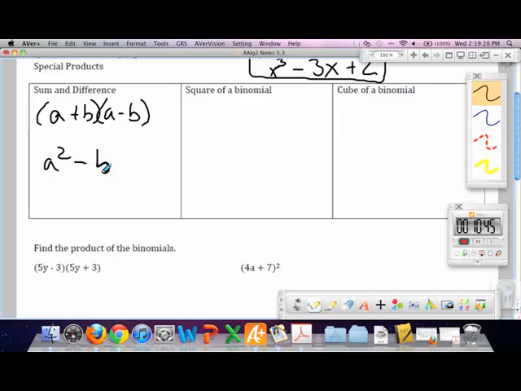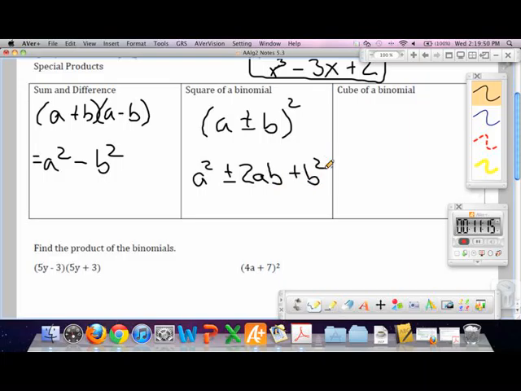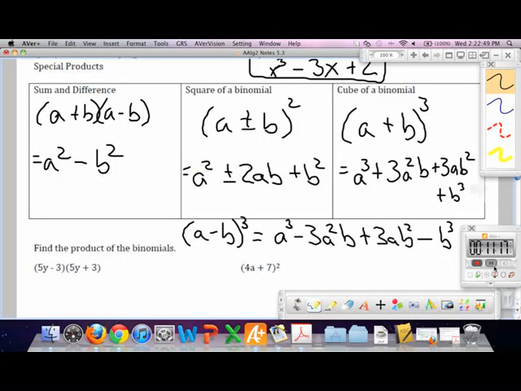If I ask you to square a binomial, well, there's positive or negative inside, you end up with the following. You get a squared, twice a times b, plus b squared. So for a difference of cubes, or excuse me, the cube of a binomial with a minus in the middle, every other sign will be negative. So it starts positive and then every other sign will flip.